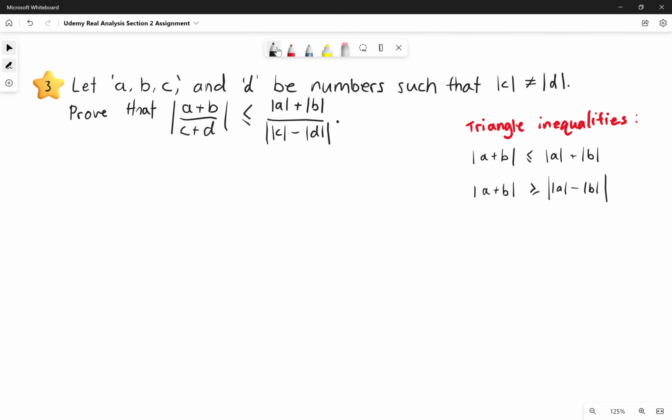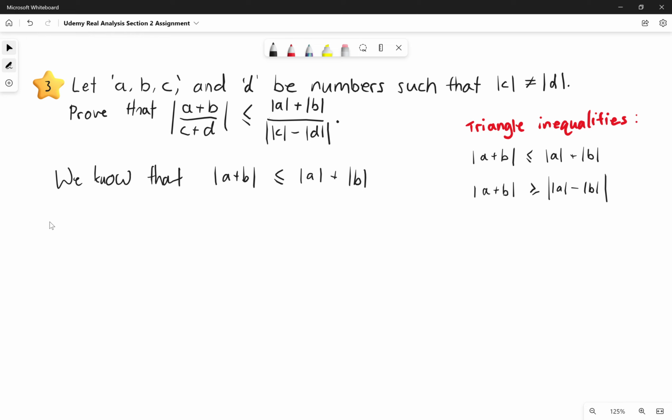You get the gist. So what I was gonna do is first say that we know that a plus b is less than or equal to the absolute value of a plus the absolute value of b. And if that was our question and we didn't have these denominators of these fractions, then we'd be done. But we have the denominators.